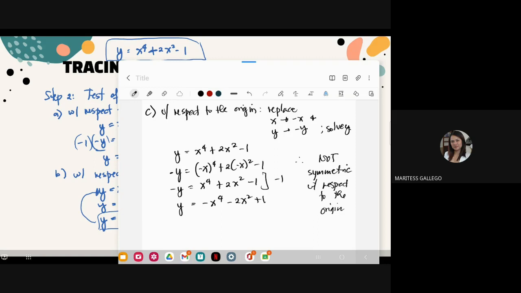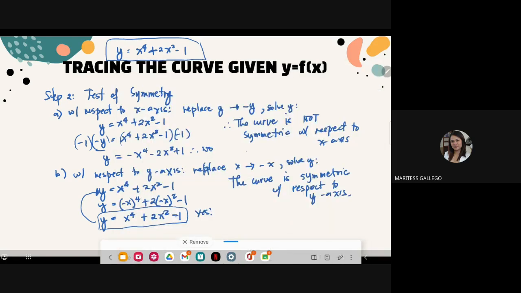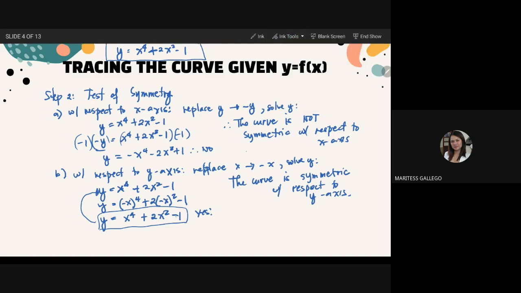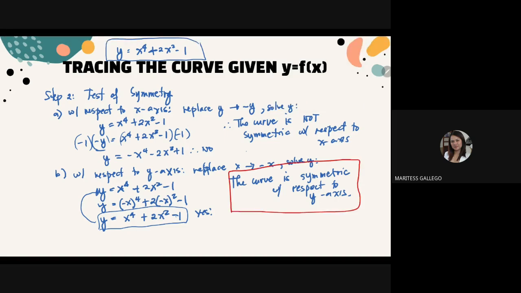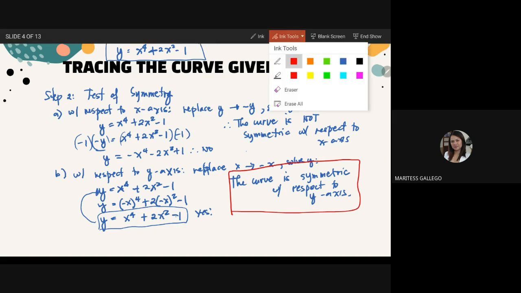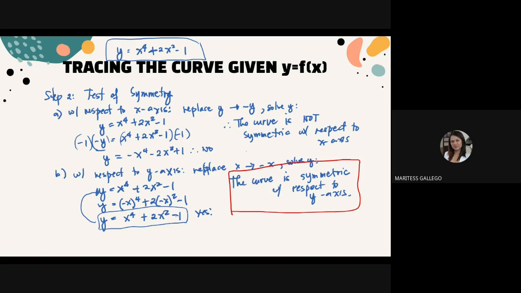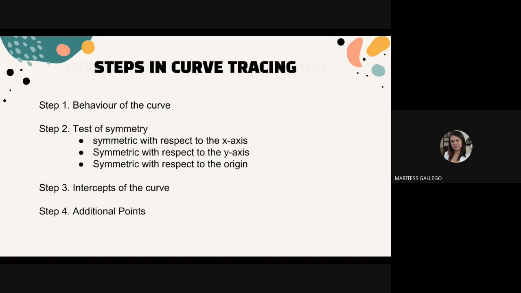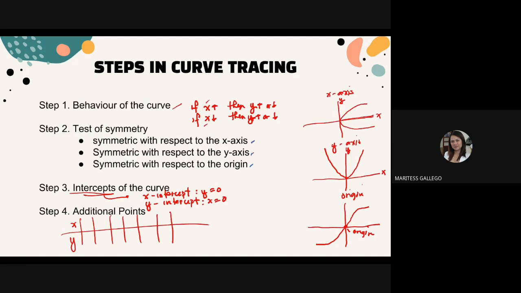Again, you just unmute if you have question, okay? So, that is our second, that's our step 2. Natapos na tayo sa symmetry. Basta alam natin na symmetric siya with respect to y-axis. Okay? So, ito yun. Okay. So, let us now proceed to the step 3. Ano yung ating step 3? Intercepts. Pabalikan natin. Intercepts of the curve. That is your step 3.